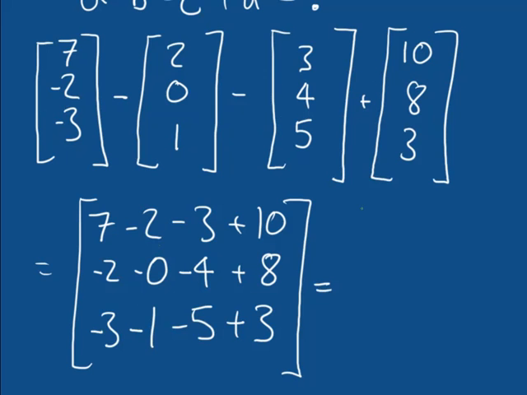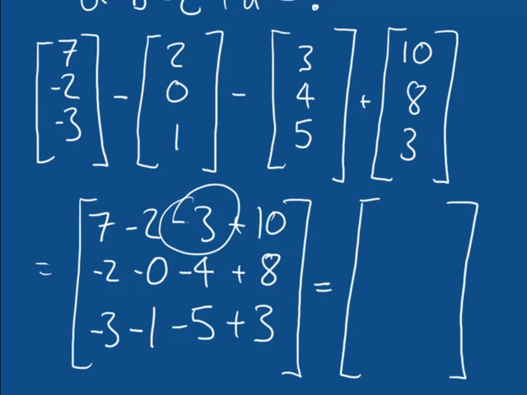So this is equal to 7 minus 2 is 5. Minus 3 is going to then give us 2. And if we add 10 to 2, that's going to give us 12. Minus 2 minus 0 is still minus 2. Then minus 4 from that is going to give us minus 6. If we add 8 to that, that's going to give us a positive 2.